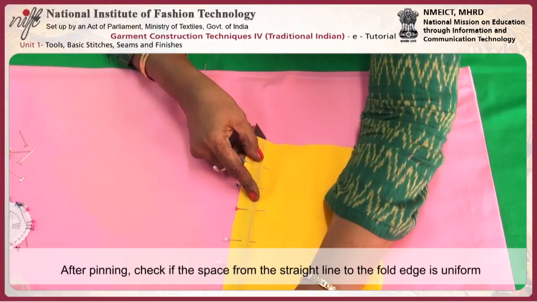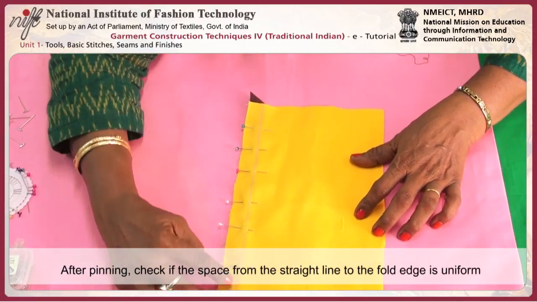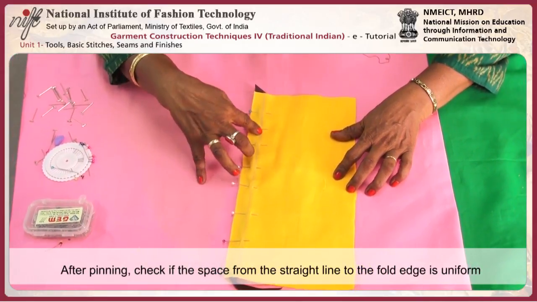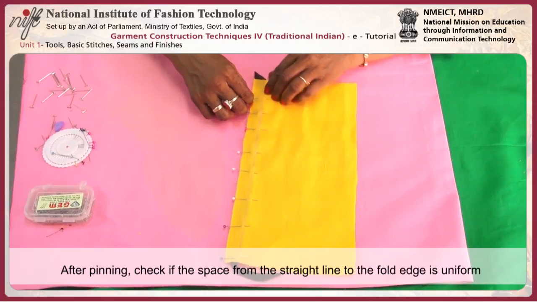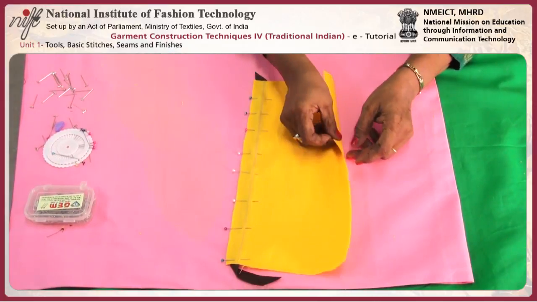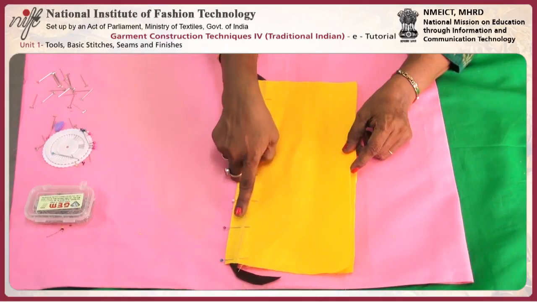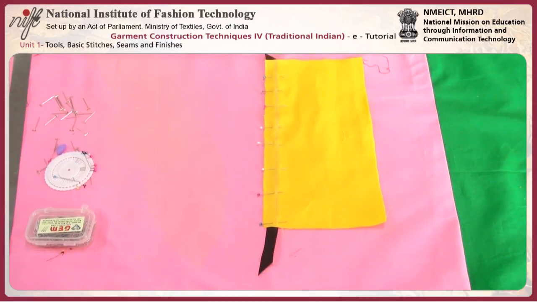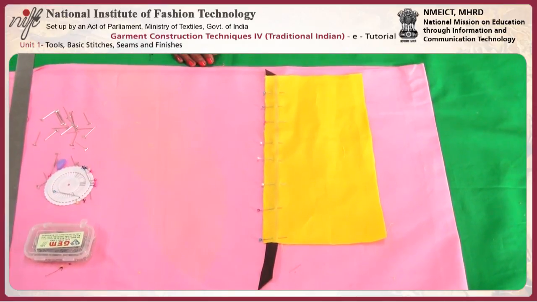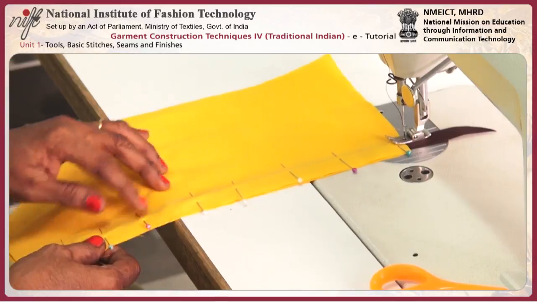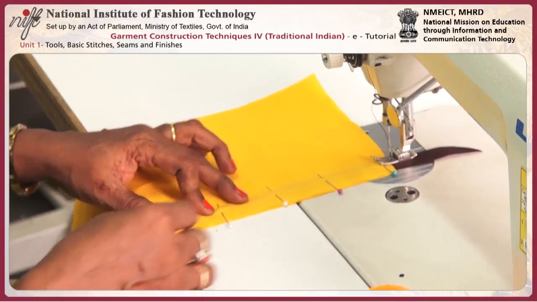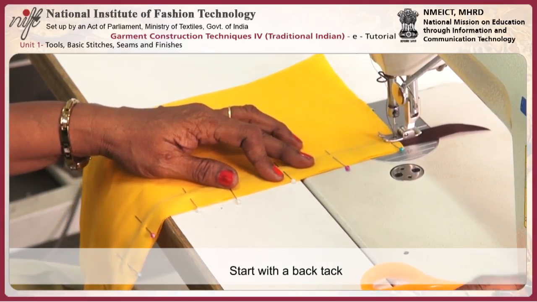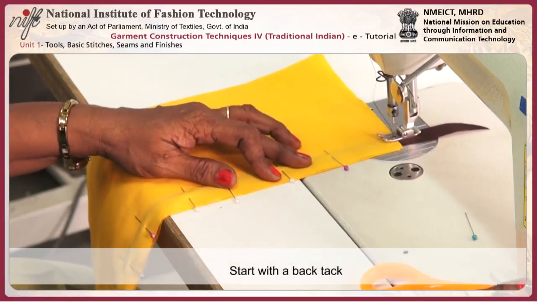Now you have to check whether the space from a straight line to the fold edge is uniform or not. That has to be uniform. You can't check it by opening it now because the pin is ending beyond. So you can start the stitch now. Start with the back tack.